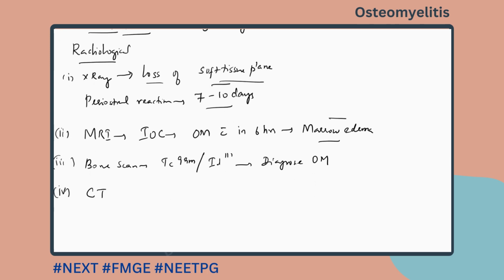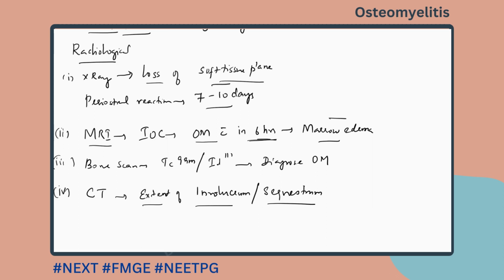These are various modalities to diagnose osteomyelitis radiologically. What is the role of CT scan? CT scan has a role in identifying the extent of the involucrum and the sequestrum accurately. So CT will be more helpful in chronic osteomyelitis. MRI will be more helpful in acute osteomyelitis, as it will pick up osteomyelitis within 6 hours of onset.